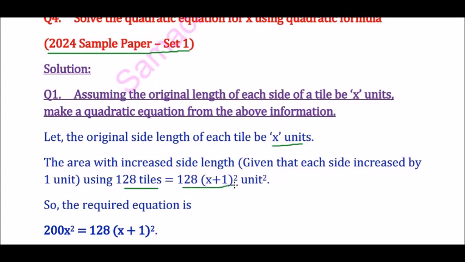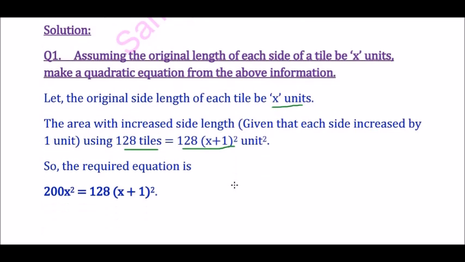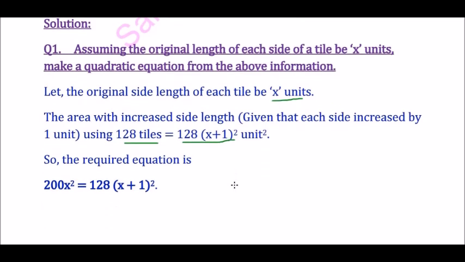So the required equation is 200x square is equal to 128 into (x plus 1), because the rectangle is completely tiled with 200 square tiles. That is equal to the area when the side length of each tile is increased by 1 unit, when it will take only 128 tiles. So we will equate it. 200x square is equal to 128 into (x plus 1) the whole square. This is the required equation asked in the question.